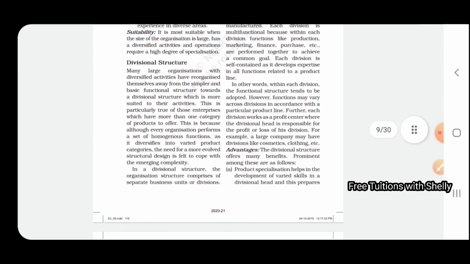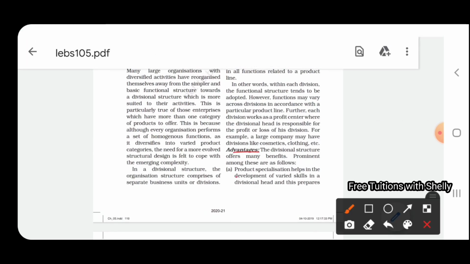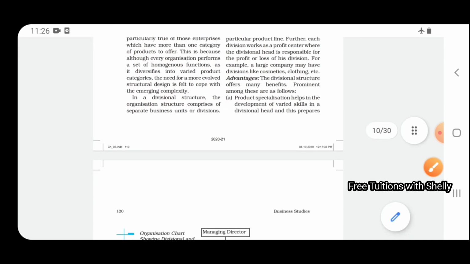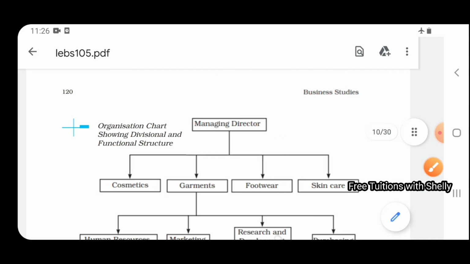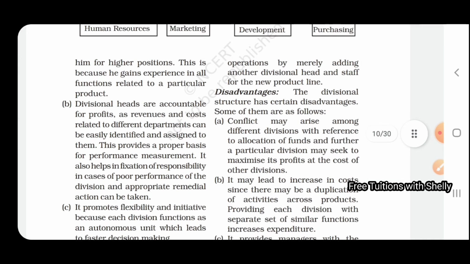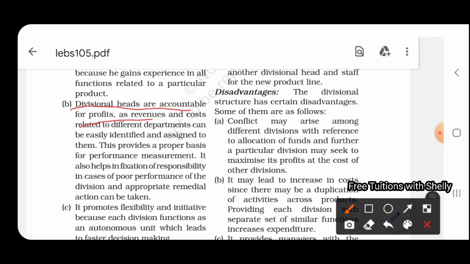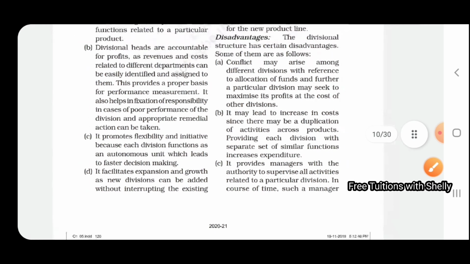Coming to its advantages, you can see that product specialization helps in development, as we said in the functional structure also. Then divisional heads are accountable for profit. Each head of a business is accountable for the profits and the problems arising in the organization. Then it promotes flexibility and initiative because each division functions as an autonomous unit. Because there are different divisions for different business units, it helps in promoting flexibility. Next, it facilitates expansion and growth.